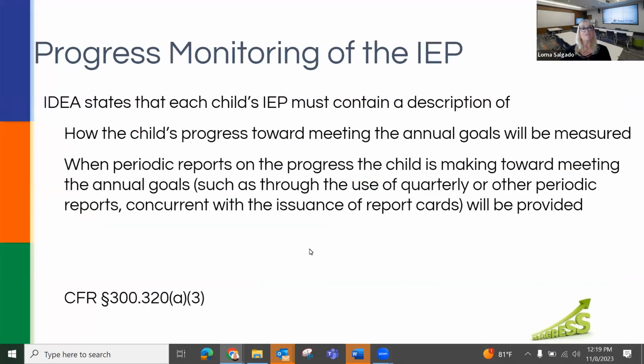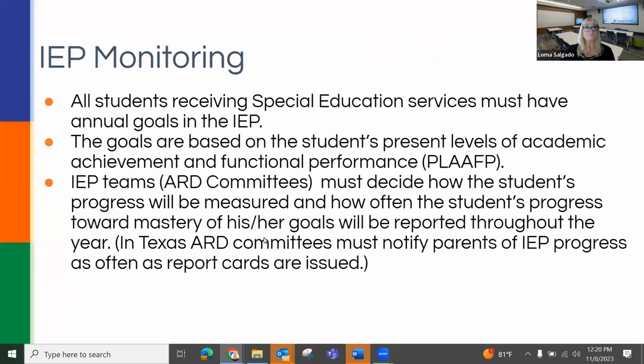The IDEA, our federal law, states that every child's IEP has to contain these things. It has to say how the progress towards meeting annual goals will be measured and when those progress reports towards those goals are provided to parents. So those are things we know are in federal law, and that's why we progress monitor. And it has to be through some kind of periodic report. Most of our districts do it with the issuance of report cards because that's easiest. Whenever report cards go home, we get IEP progress monitoring.